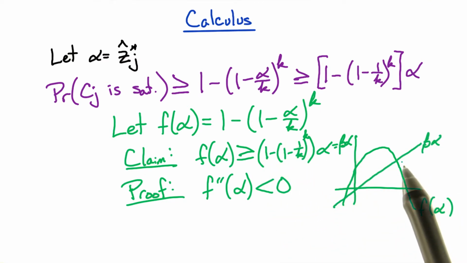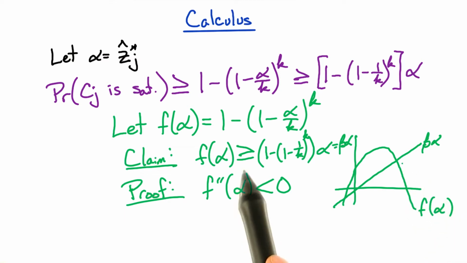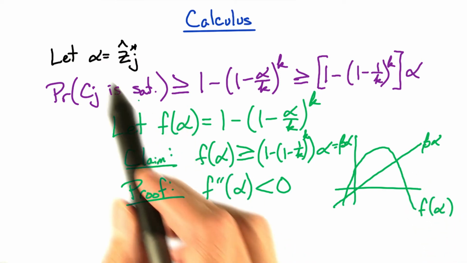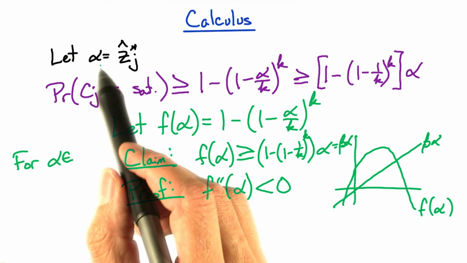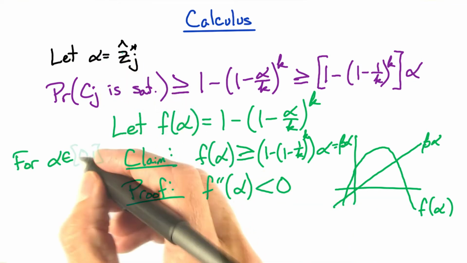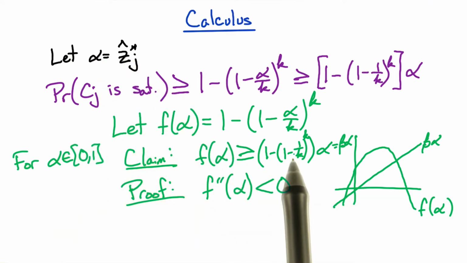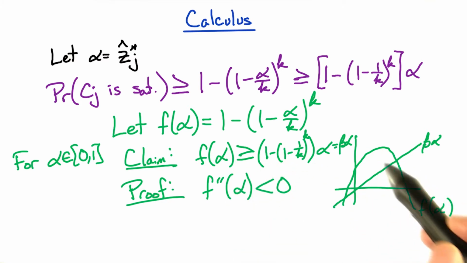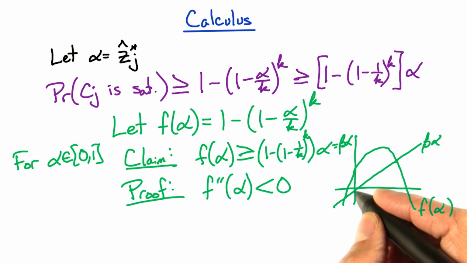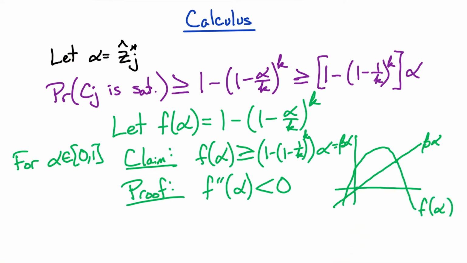Now for large values of alpha, it might not be bigger. But notice, what values of alpha are we interested in? We're interested in alphas between 0 and 1. So we only need this claim for values of alpha between 0 and 1. So since it's a concave function, it's got one peak. So if we look at the endpoints that we're interested in, 1 and 0, and if we prove that this curve is above this line at these 2 points, 0 and 1, then it's also above at every intermediate point.